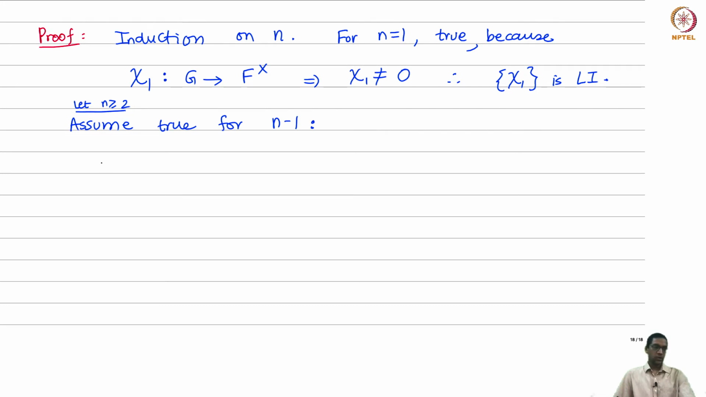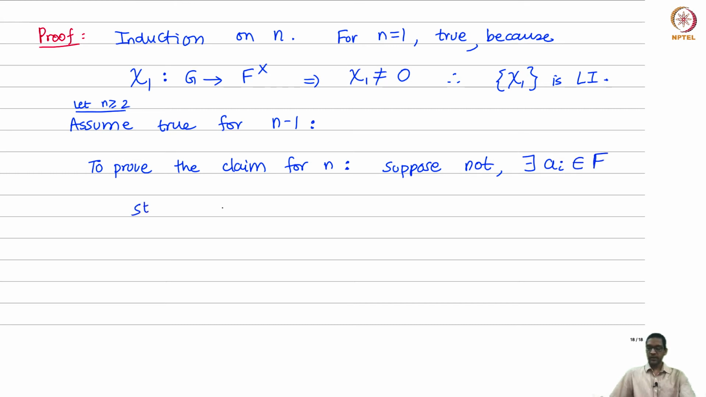Okay, so suppose not. To prove the claim for n, let's proceed by contradiction. Suppose not. What does that mean? It says that there exists some linear combination which is 0. So there exist scalars, there are elements ai in F such that this linear combination of ai chi i is 0. And recall what that just means is the pointwise sum ai chi i of g gives me 0 for all group elements g in G.